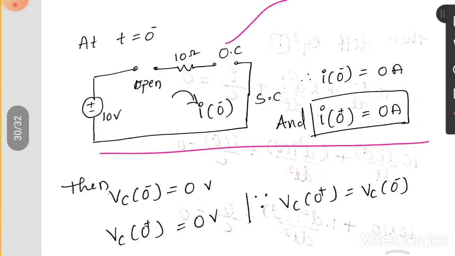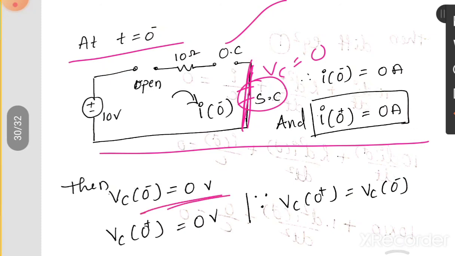Then we also have to calculate the voltage across this capacitor. Here it was a capacitor and you have shorted it according to the initial conditions. When you have shorted it, the voltage across a short circuit will be equal to 0. Therefore, Vc of 0 minus, at t equal to 0 minus, is 0 volts. In a capacitor, voltage will not change immediately, so Vc of 0 plus is also 0 volt. So we have got the current and also the voltage across the capacitor.